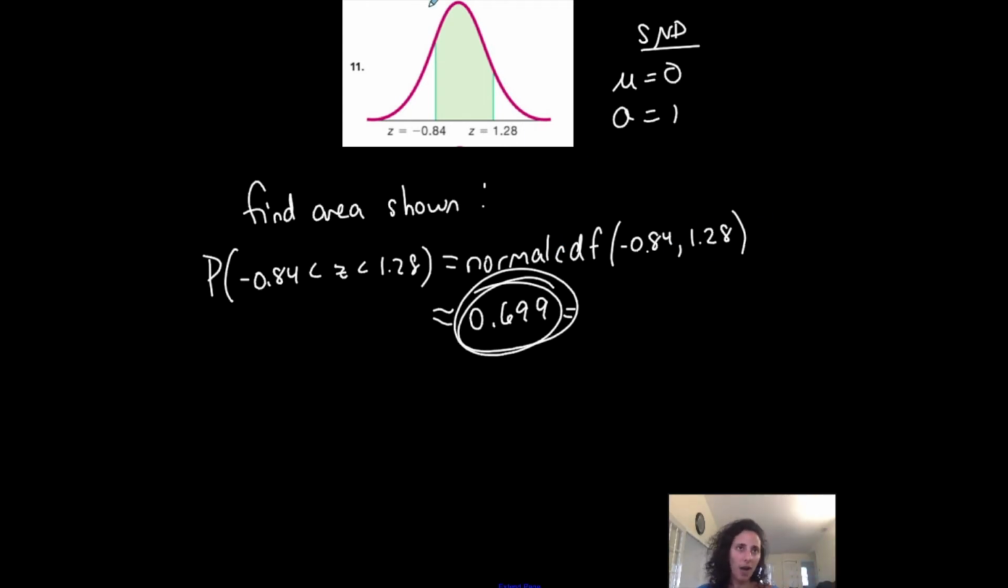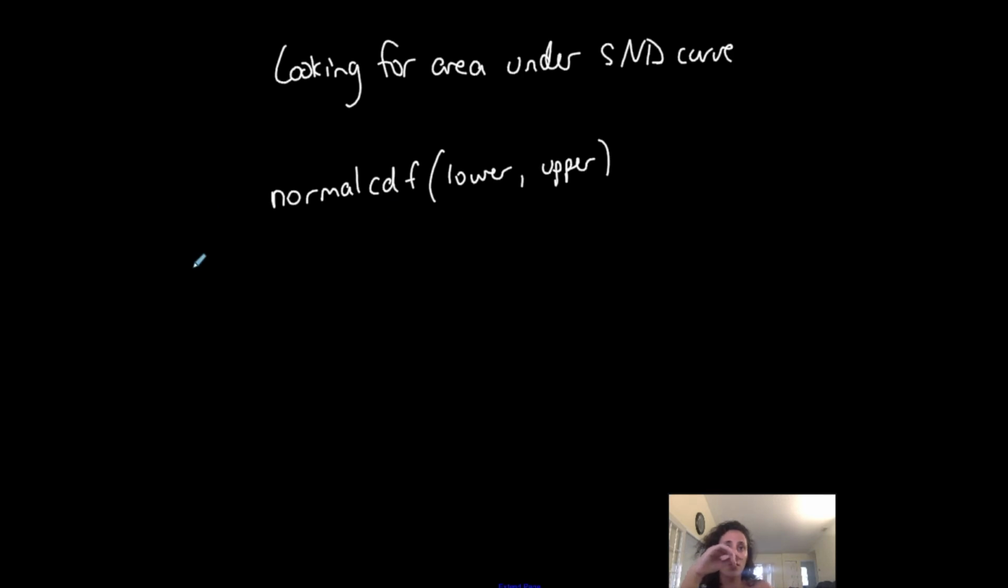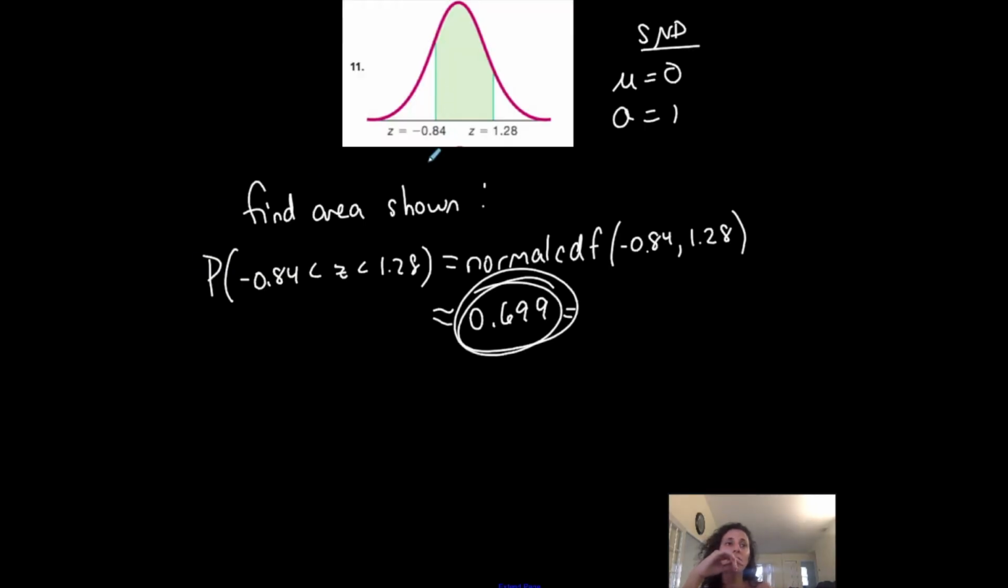So obviously, you're going to have different scenarios. So here's what I mean. Excuse me, Professor, but isn't it negative? Wouldn't the answer be a negative? No. 0.699? Do you ever get negative probabilities? Did you put in a negative 0.84? Or was that positive 84? No, negative 0.84. So negative 0.84 to positive 1.28, right?